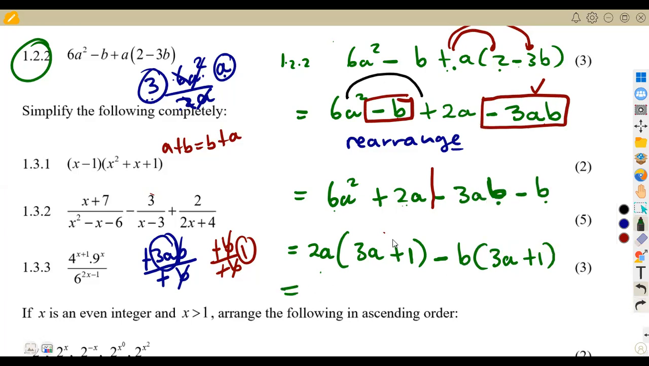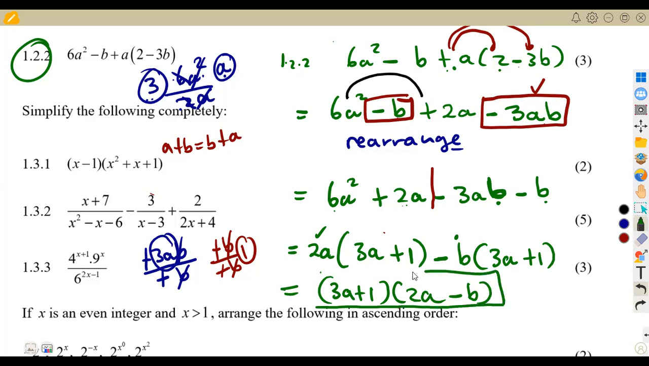So what are we going to do? We factor out that common bracket of 3a plus 1. Then you remain here with the 2a. Here you remain with minus b. All right. If you divide, you are going to be left with minus b on that part. So this is what I was expecting you guys to have at the end.